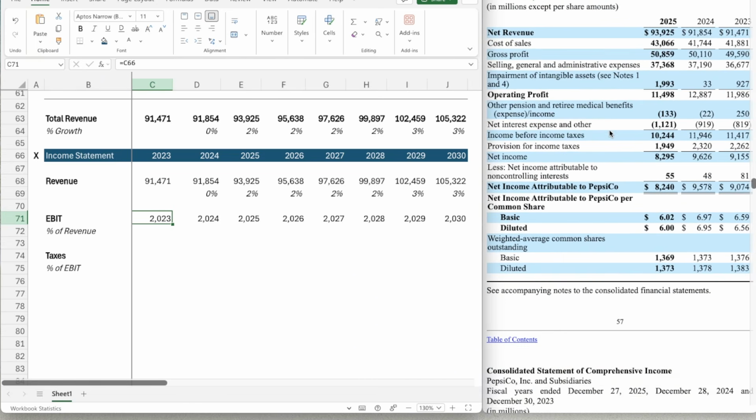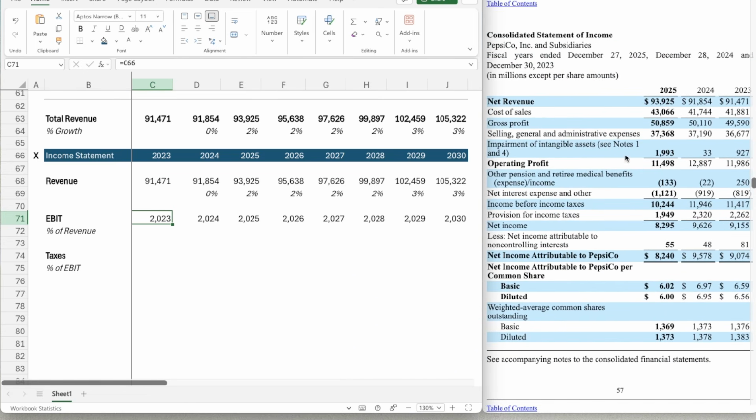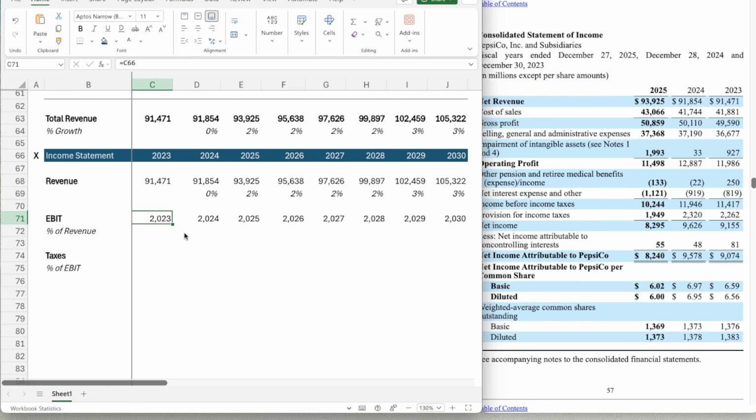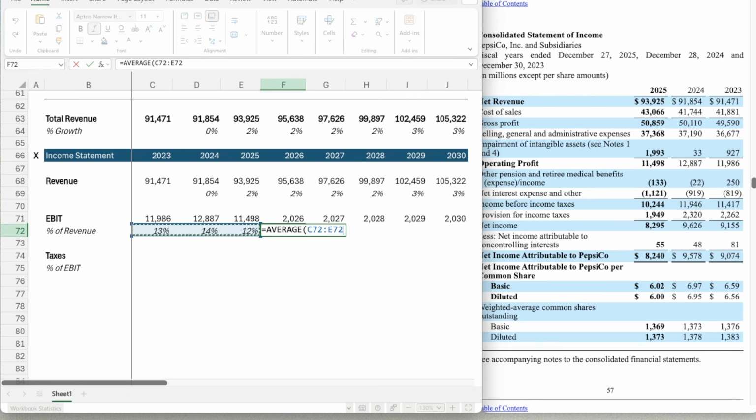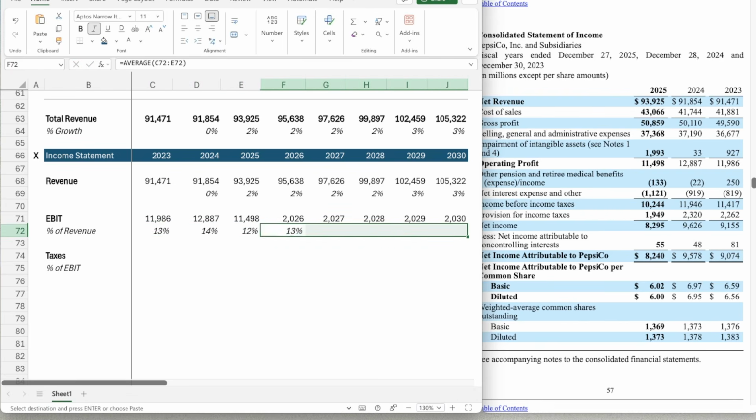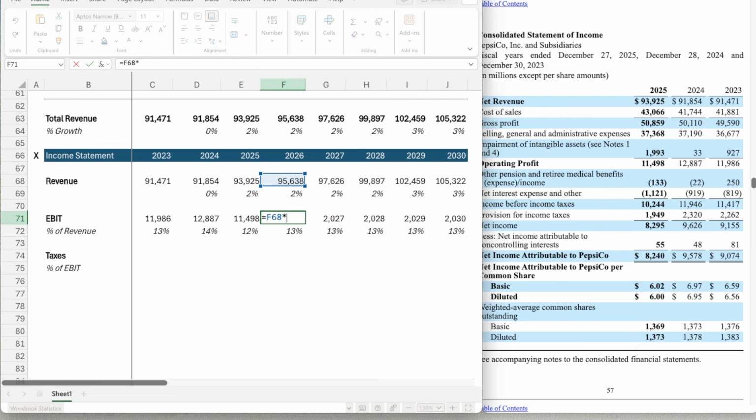Up to the income statement, which is on page 57. We want this one, operating profit. 7,986, 12,887, 11,498. Pull this up to 2026, then we just take the average of the years, take your revenue and just multiply it by the percentage.